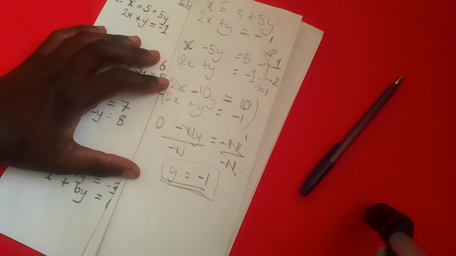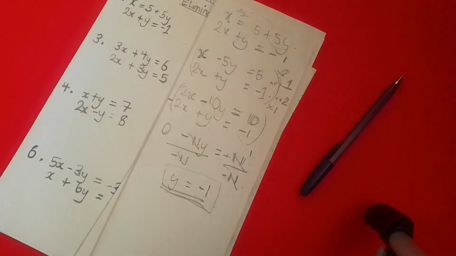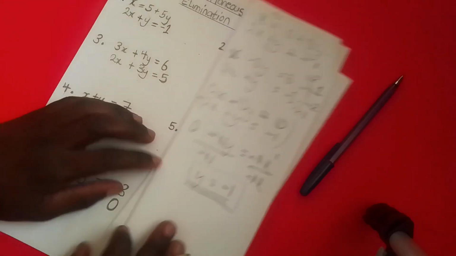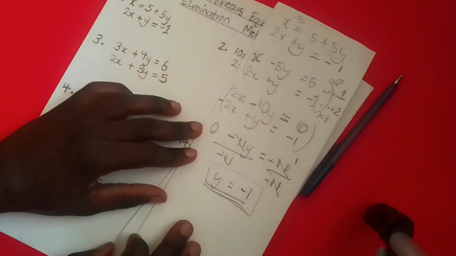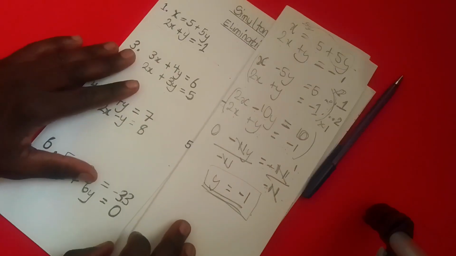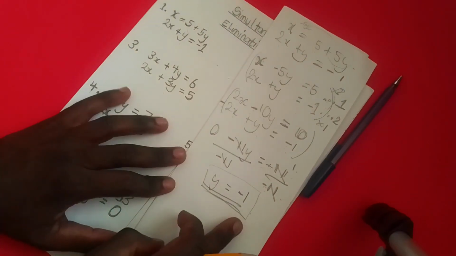So y is equal to negative 1. Right? We have solved for y. In this case it's now easy. Since we've solved that y is equal to negative 1, we can just substitute.